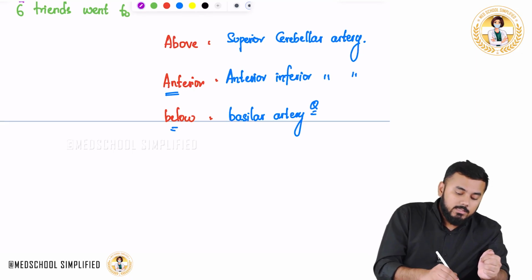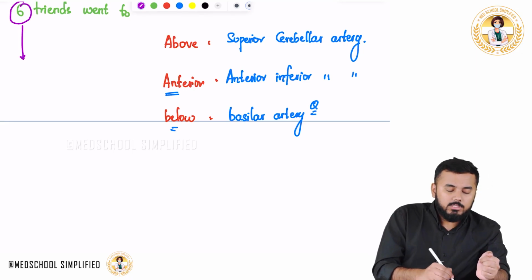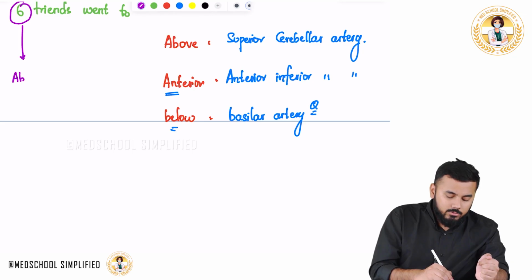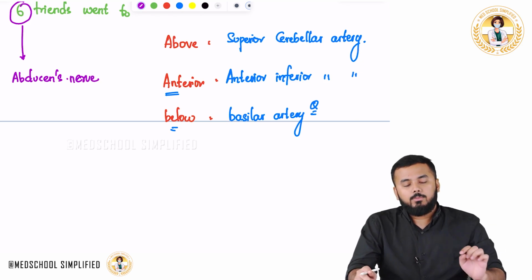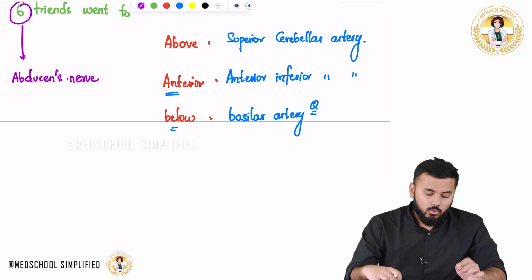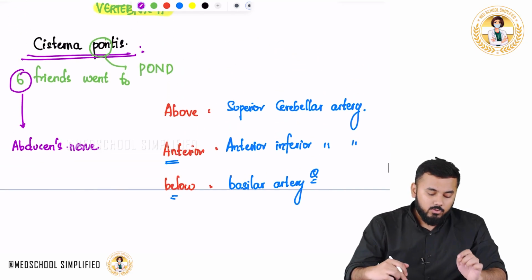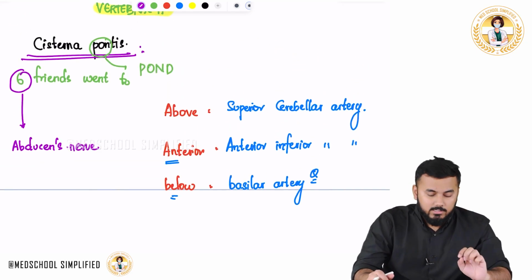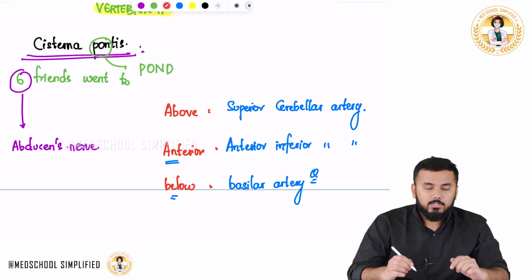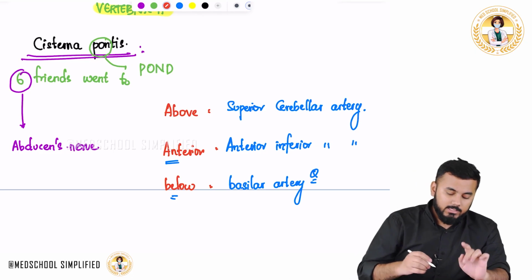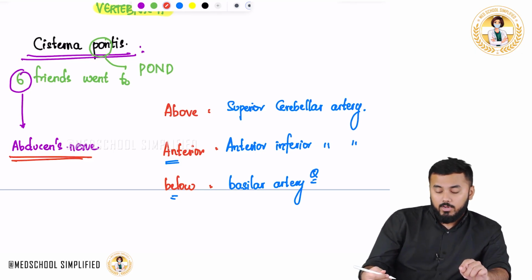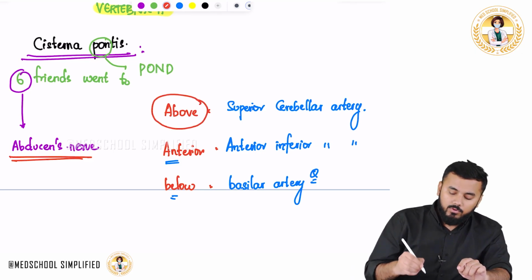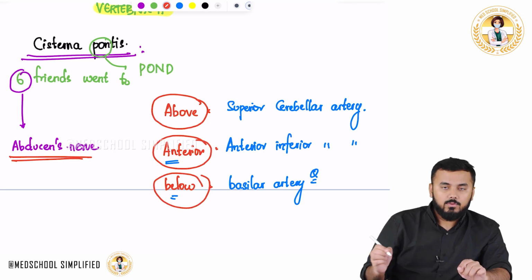Now what do you mean by 6? 6 in the sense 6th pair of cranial nerve. What is your 6th pair of cranial nerve? That is your abducens nerve. Abducens nerve. So that is your 6th pair of cranial nerve. So what do you remember from this? You remember from this that cisterna pontis, in the sense 6 friends went to the pond. Okay, 6 in the sense abducens nerve went to the pond, and after going to the pond, they have looked at the pond from above, from the anterior as well as from below.